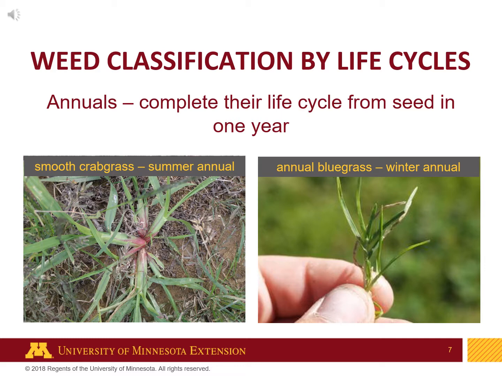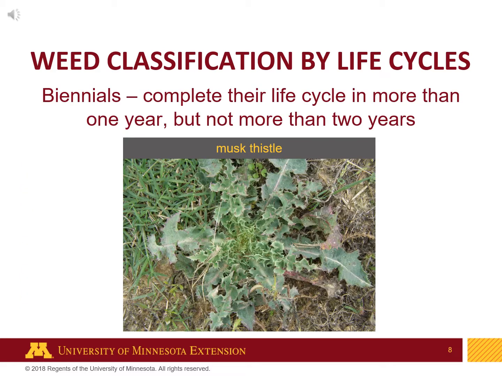Winter annuals germinate from seed in the fall, grow and develop between the fall and spring, when they set seed and die. A common example of a winter annual is annual bluegrass. Biennials are less common compared to annuals and perennials. They are plants that complete their life cycle in more than 1 year, but not more than 2 years. A common example of a biennial is musk thistle.